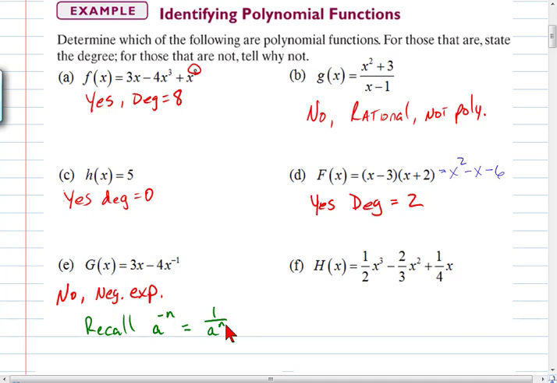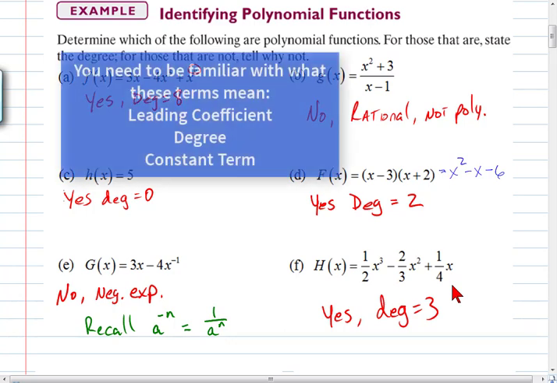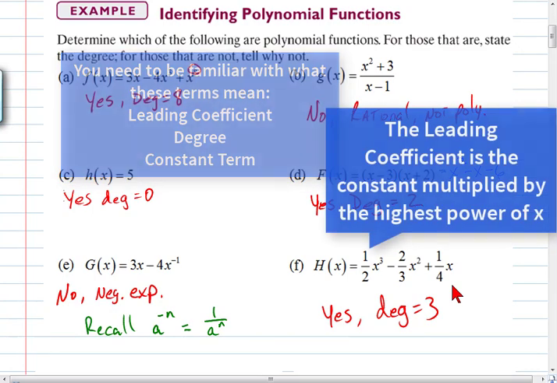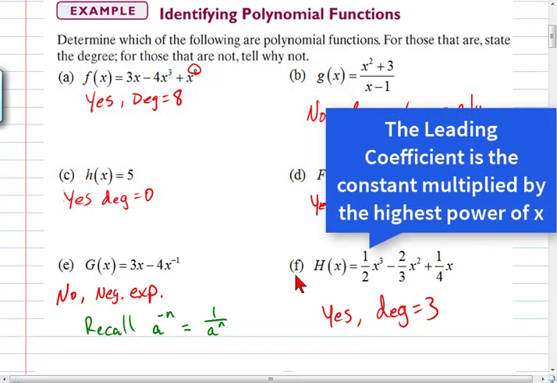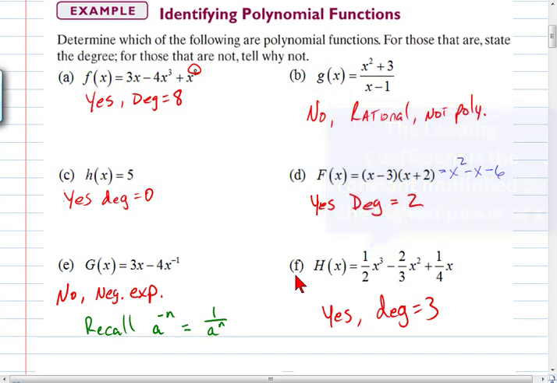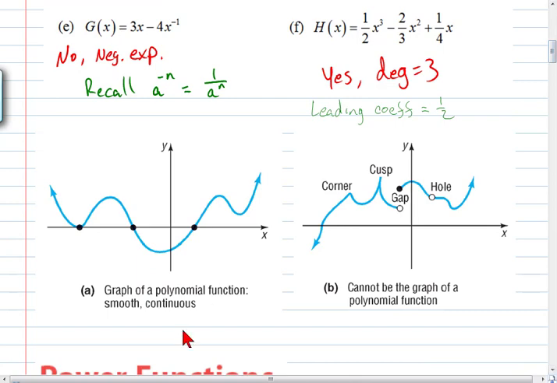And then F. Is F a polynomial function? Yes, it is. And what is the degree? Nothing says the coefficients in front of the variables cannot be fractions. It's just that the variable cannot be in the denominator. Let's check your vocabulary. Do you remember what leading coefficient means? What would be the leading coefficient of F? 1/2.